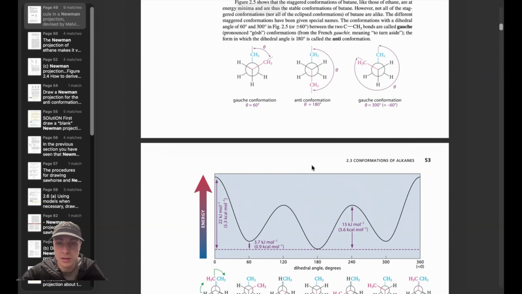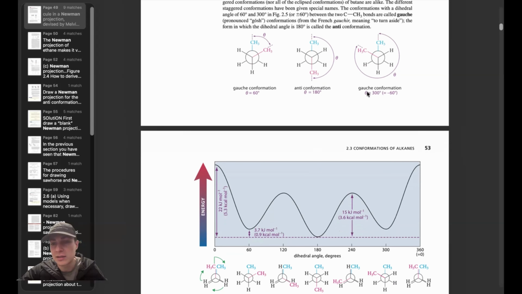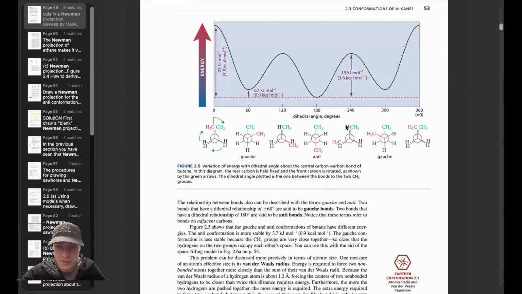But yeah, we have our anti and our gauche, our eclipsed and our staggered. In general, the staggered are more stable and the eclipsed are less stable. And if we're comparing anti versus gauche, anti is even more stable. Okay, and then maybe the last important point is that it's a 3.7 kilojoules or 0.9 kilocalories per mole difference between the most stable anti configuration and the gauche configuration.